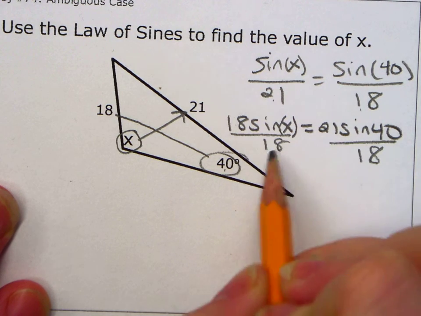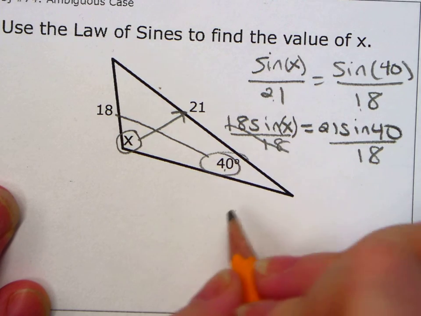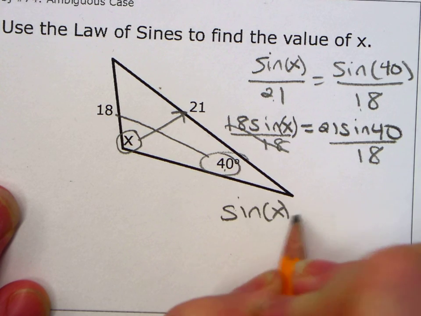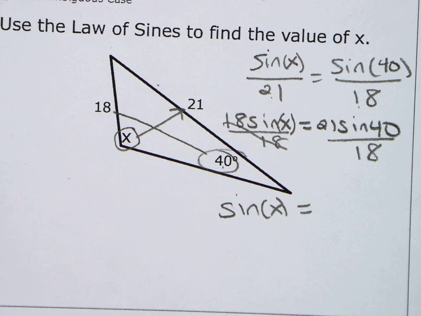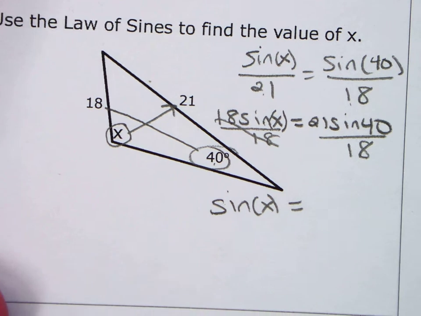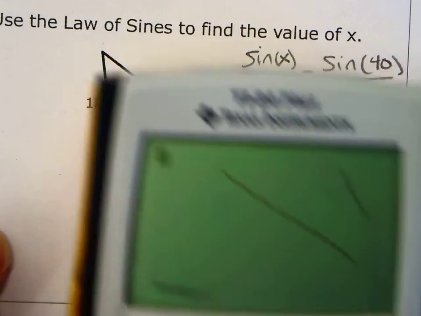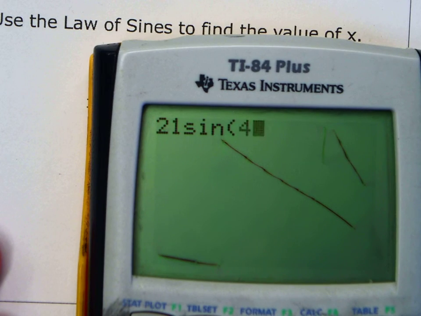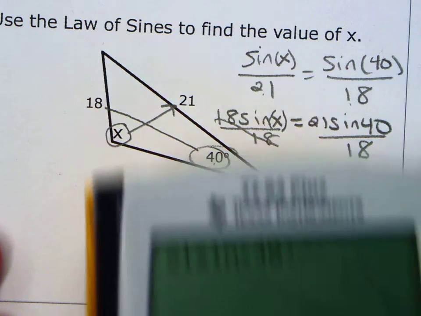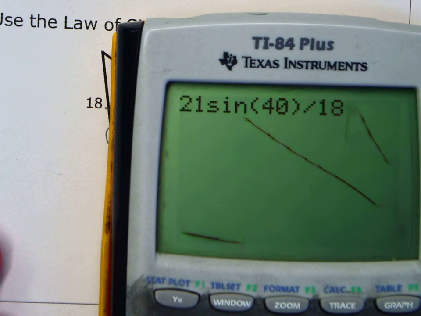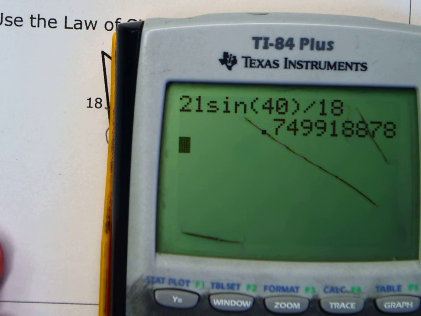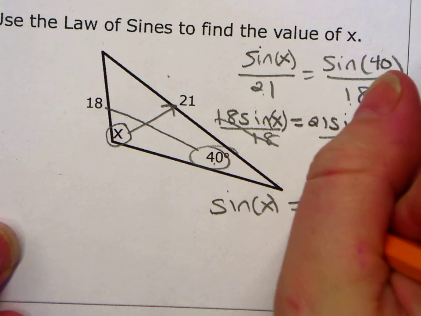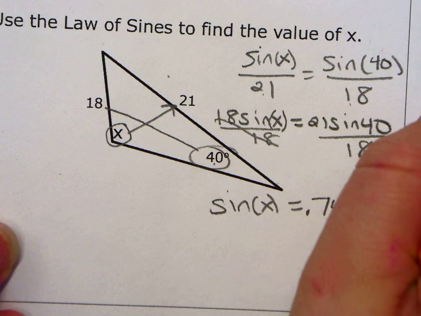Now, is sine by itself? It's not. It's sine of x. Can you divide by sine? A lot of students tell me, oh, can't we just divide by sine? That would be like dividing by a radical. It doesn't work. I'm going to put this in the calculator and get a decimal. 21 sine of 40 divided by, the denominator was 18. Enter. 0.7499. I always use 4 decimals. I want to be as accurate as I can.